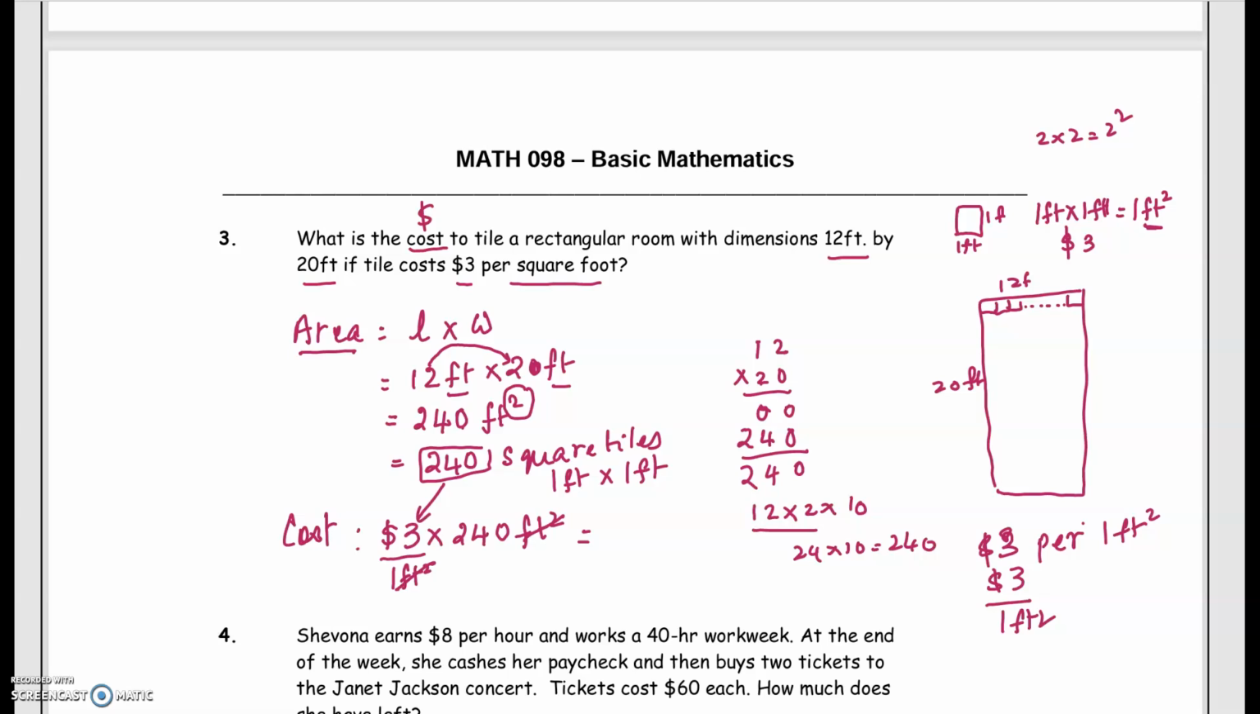And that is equal to, let's do the multiplication, 240 times 3. 3 zeros is 0, 4 threes are 12, 3 twos are 6, plus 1, 720. So what we are calculating is the cost. So it's in dollars. It's $720.